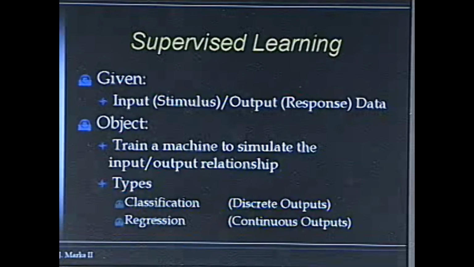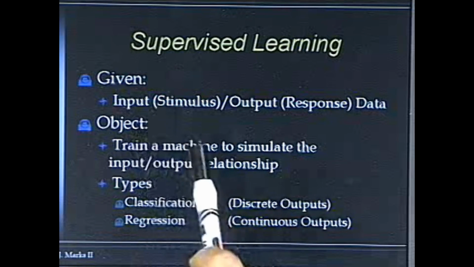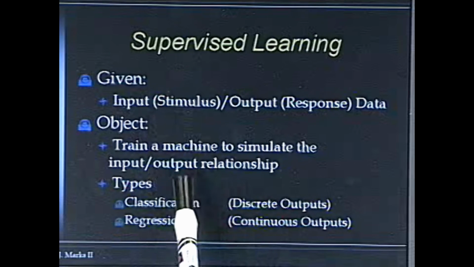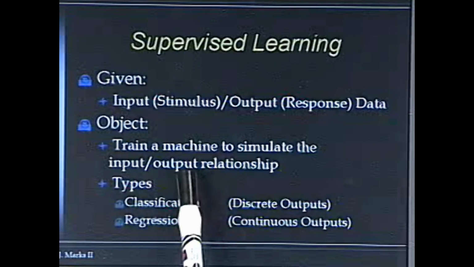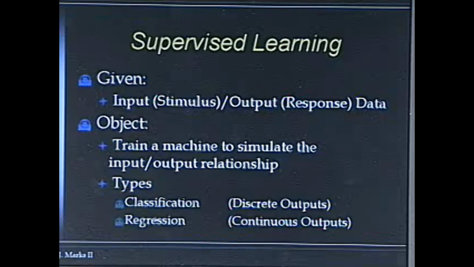Okay, let's talk about the objective in supervised learning, neural networks or otherwise, which is to train a machine to simulate the input-output relationship that is representative of your data. There are different types, and we're not talking just about the neural network. There are a number of different methods one can apply to characterize this relationship. One is classification. With classification, you have discrete outputs. The shrub and the tree is an example of discrete outputs. A shrub is 1, a tree is 0. So it indeed has discrete outputs.